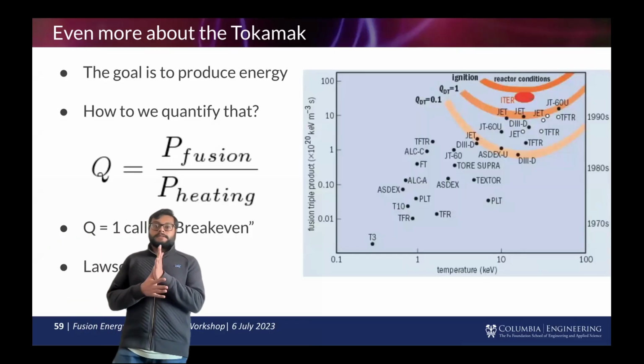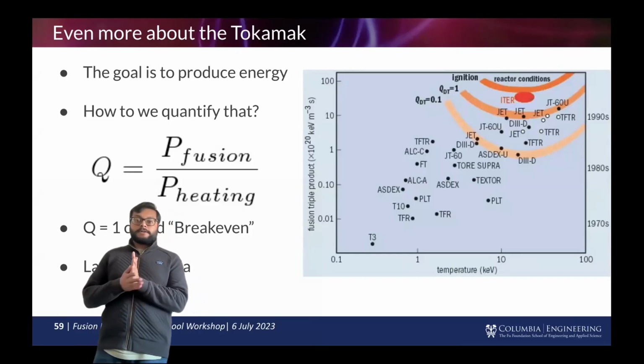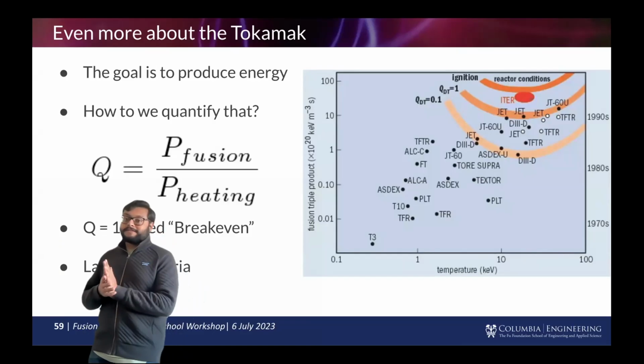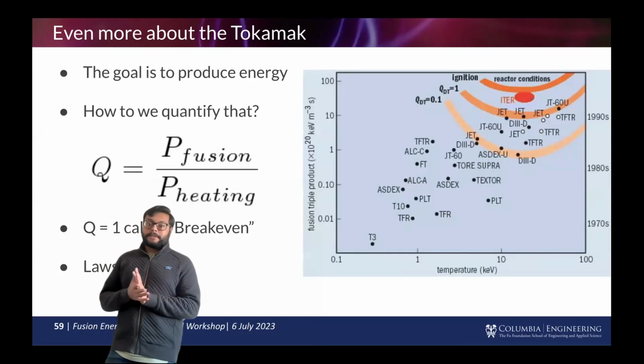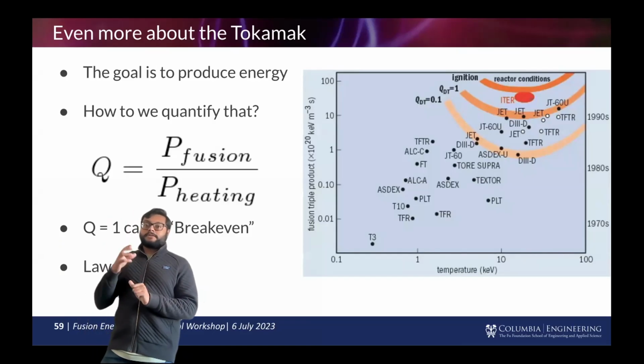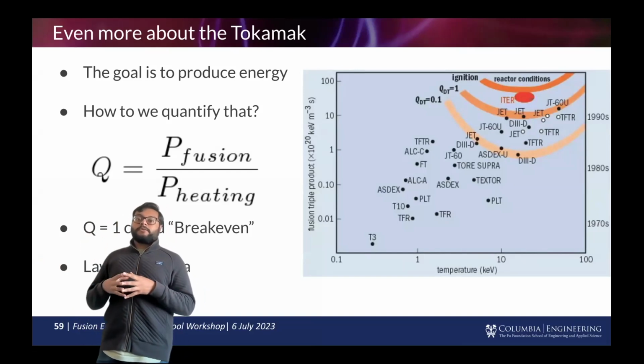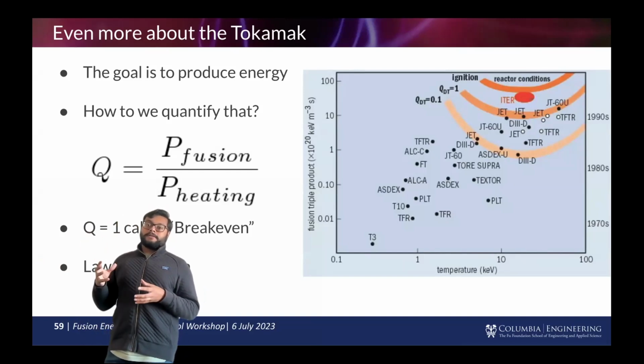And so you'll see these Q values for the different tokamaks on the right, and you'll see that no tokamak that presently exists has achieved Q greater than 1. ITER is a device that's currently being built in France that is predicted to achieve Q greater than 1, but it has not yet been built or certain.